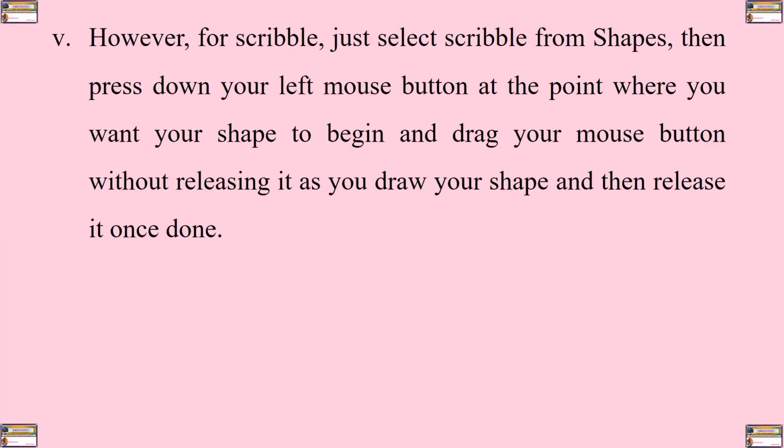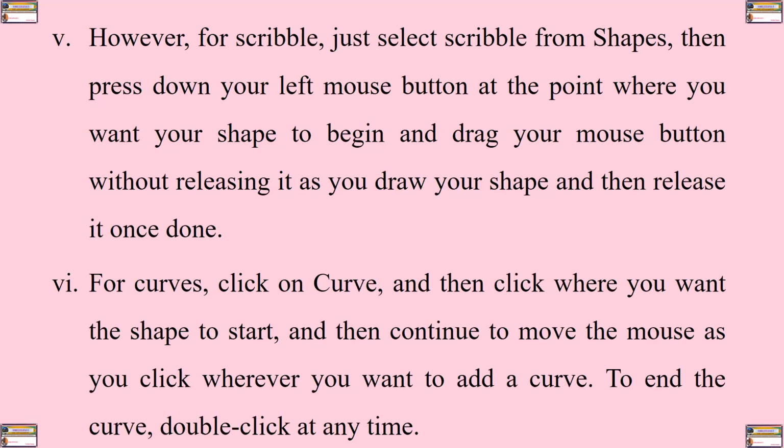However, for Scribble, just select Scribble from Shapes, then press down your left mouse button at the point where you want your shape to begin, and drag your mouse without releasing it as you draw your shape, and then release it. For curves, click on a curve, and then click where you want the shape to start, and then continue to move the mouse as you click wherever you want to add a curve. To end the curve, double-click at any time.